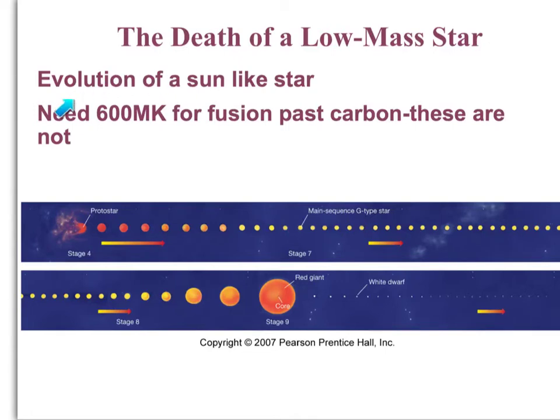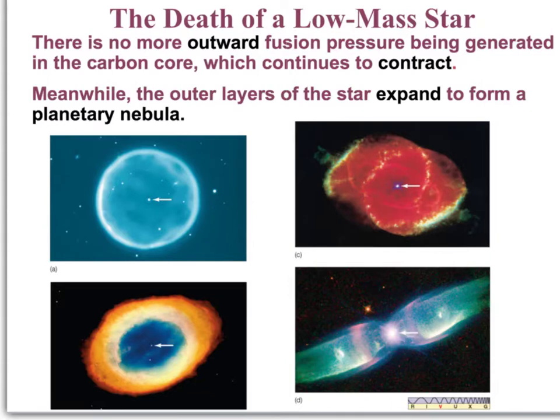So we need 600 million Kelvin for fusion past carbon, and these stars just do not have the mass in order to fuse those. So this is essentially where a sun-like star, this is where our star will stop. But before it becomes a white dwarf, we have this beautiful phase, which are some of the prettiest things in the universe, called a planetary nebula, and no two are alike.